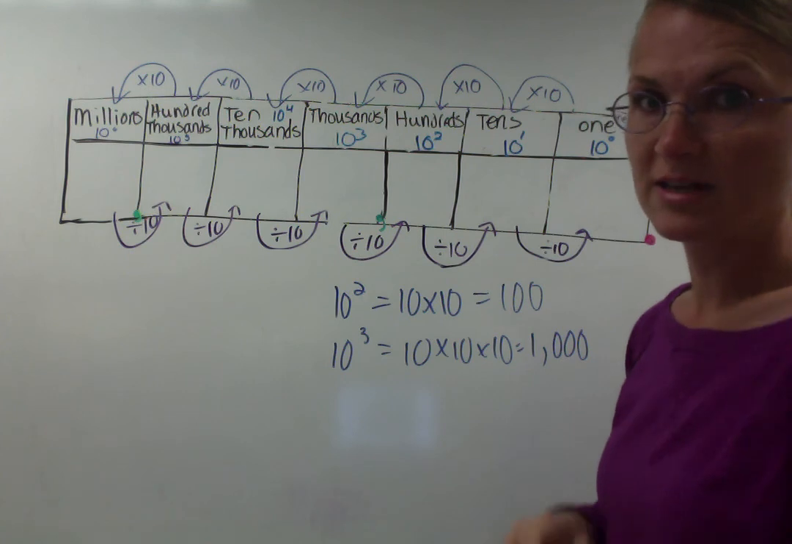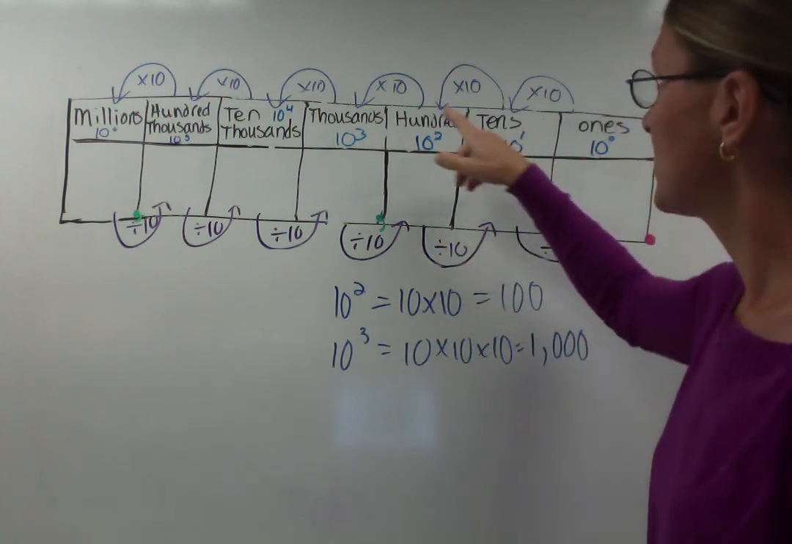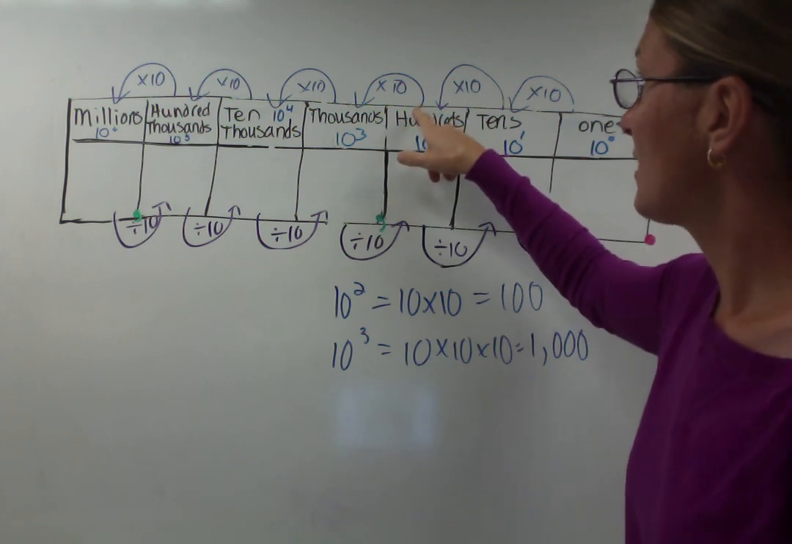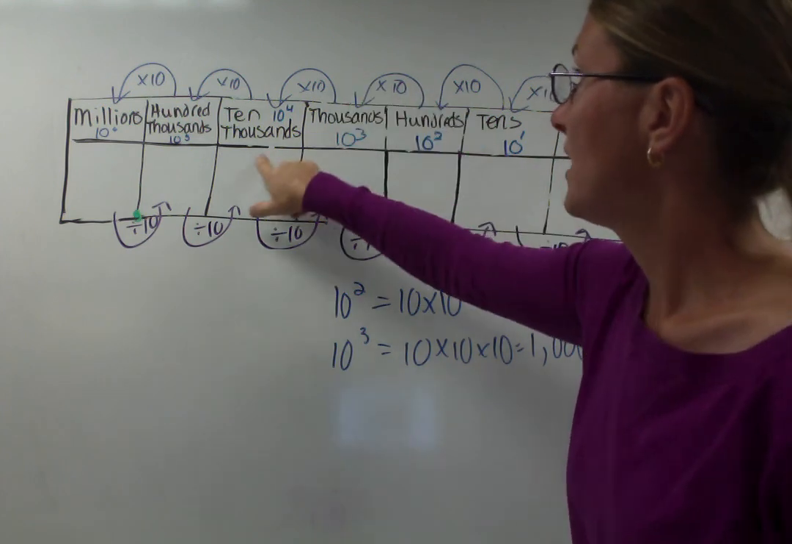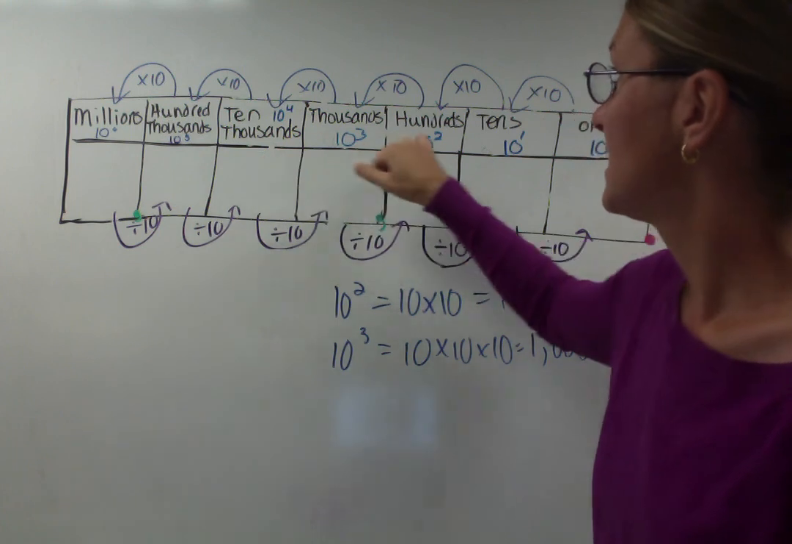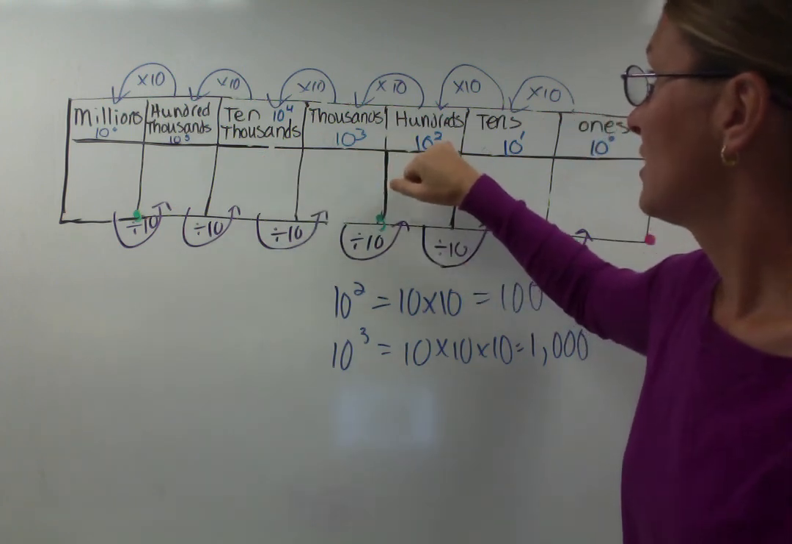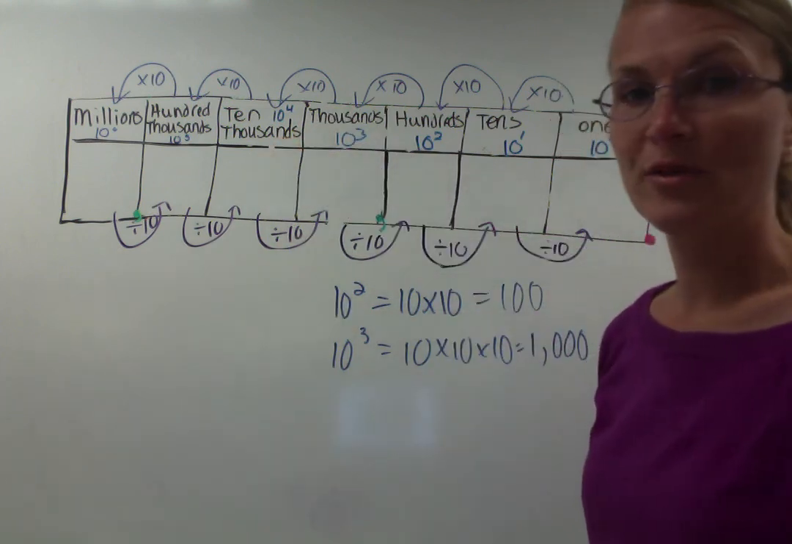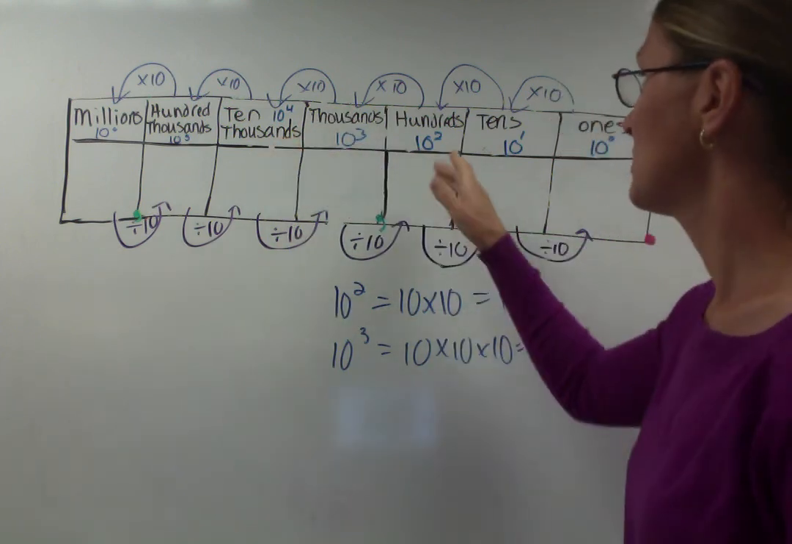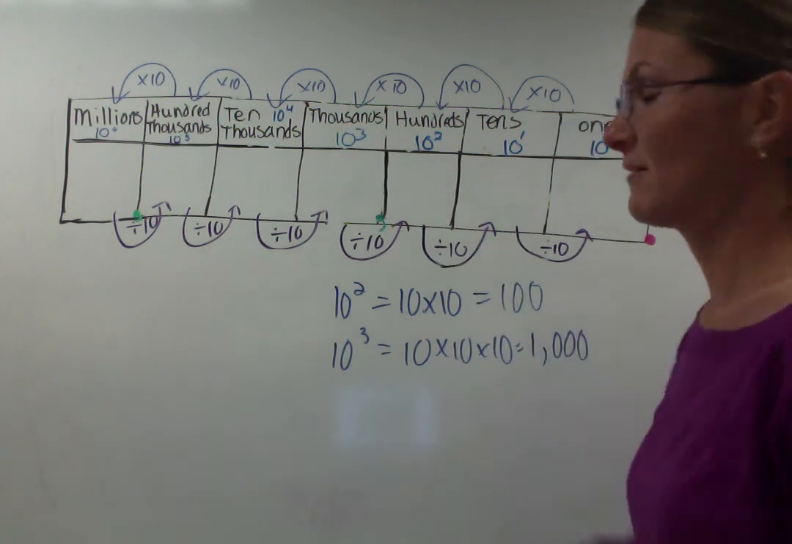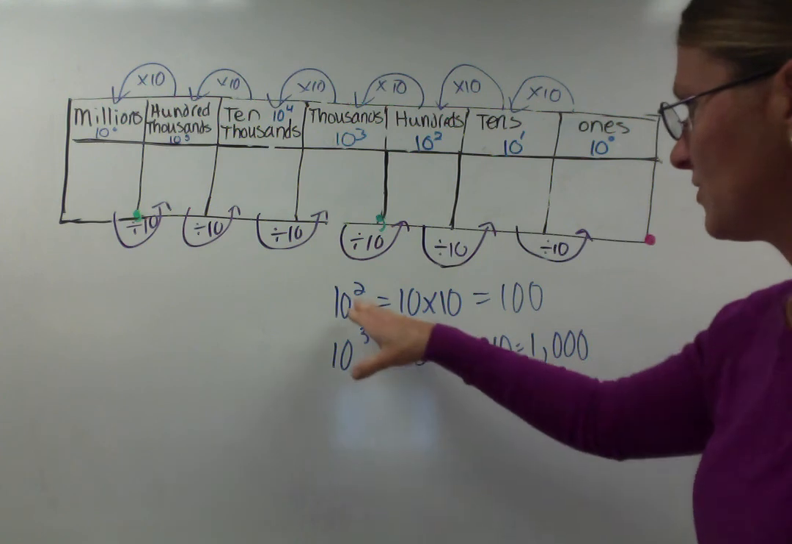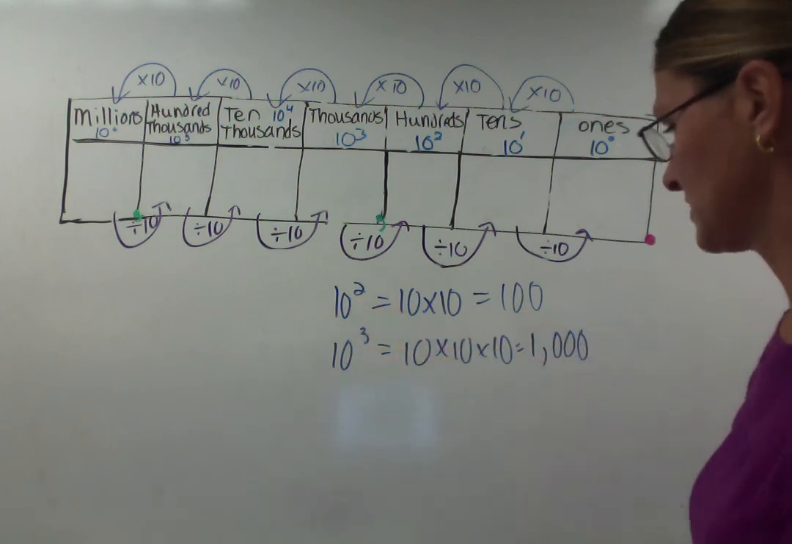Now something interesting that we'll talk about later is you can start at the hundreds place and go up 2 powers of 10, 1, 2, and end up in the 10,000s place. And 10 to the second plus another 2 powers of 10 gets you to 10 to the fourth. So you can move up powers of 10 back and forth between the place value chart. So 10 to the second is 100, 10 to the third is 1,000.